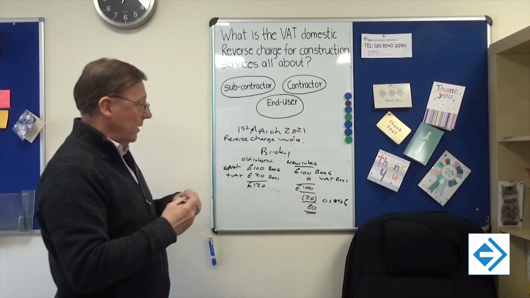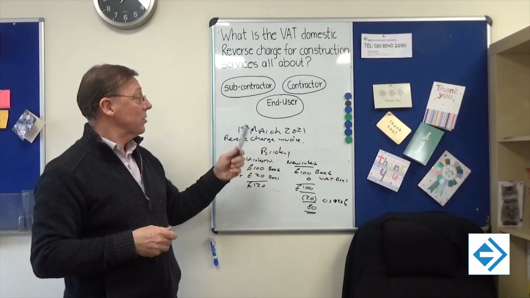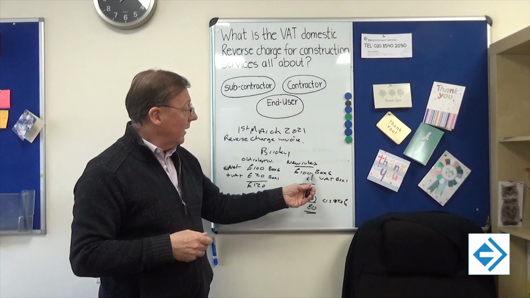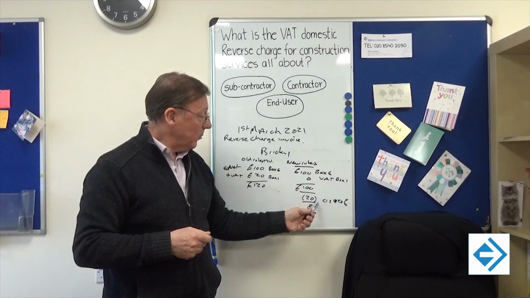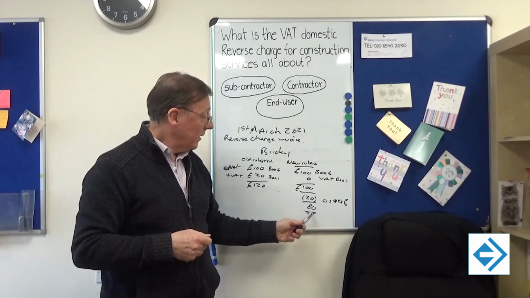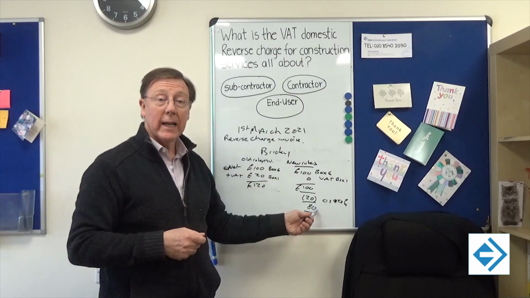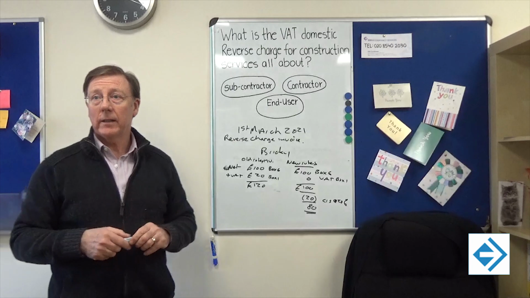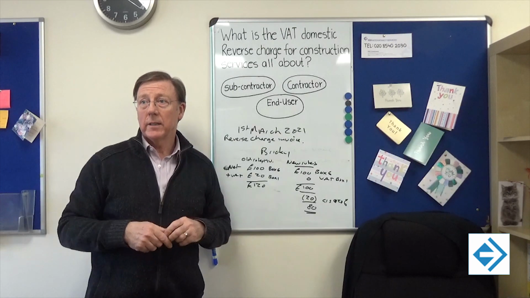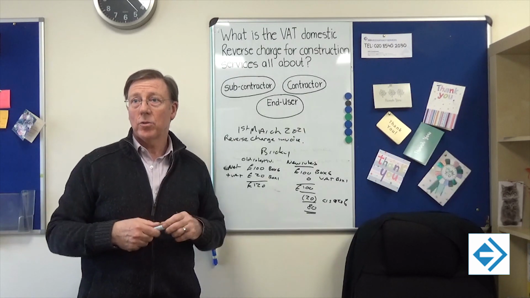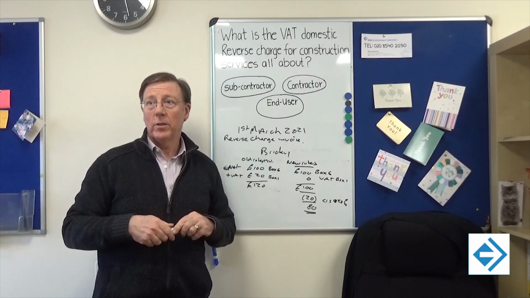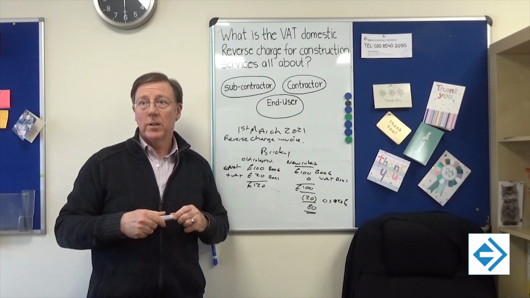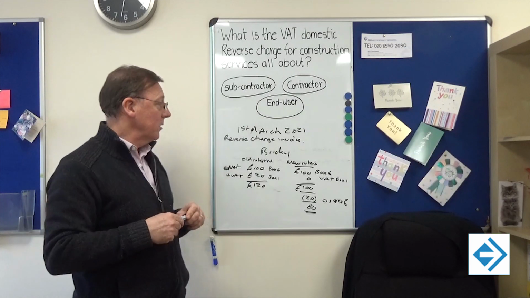So in this situation, under the new rules, where his invoice is £100, he charges no VAT, he has £20 deducted for CIS, and he ends up being paid £80. When it comes to completing the VAT return, the contractor must enter the reverse charge VAT in box 1 on the VAT return.